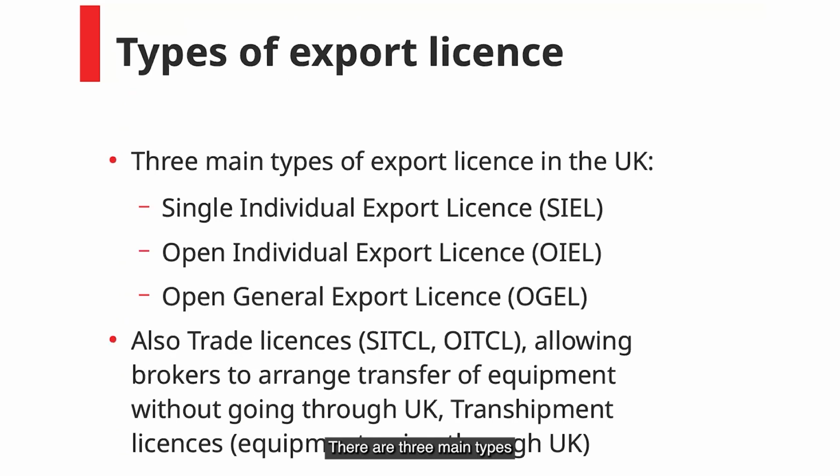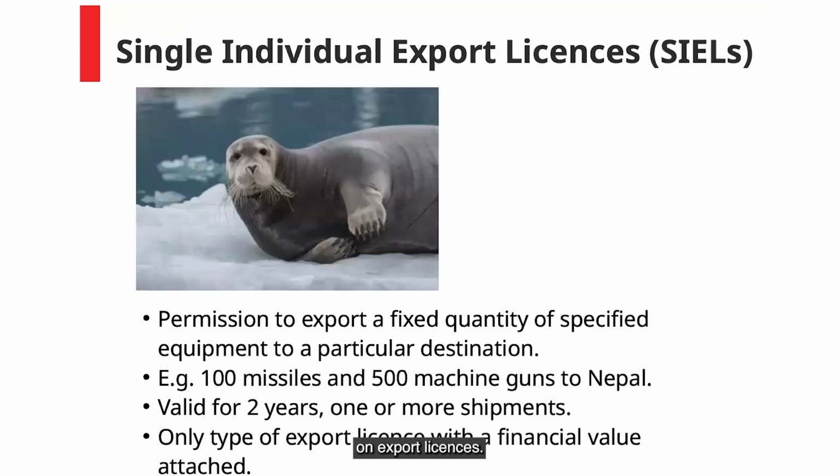There are three main types of export licenses, as listed here. There are also what is known as trade control licenses, often called brokerage licenses, which is what you need if you are a UK citizen or are based in the UK and you want to sell or arrange the sale of controlled goods from one country, not in the UK, to a third country. However, we will be concentrating on export licenses.